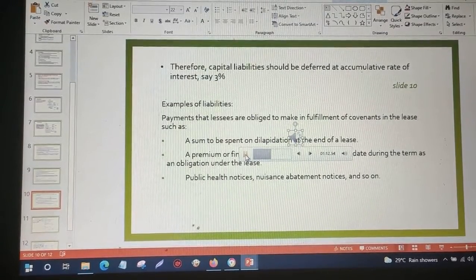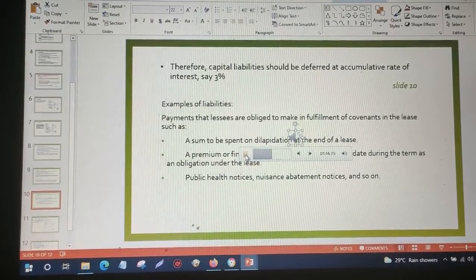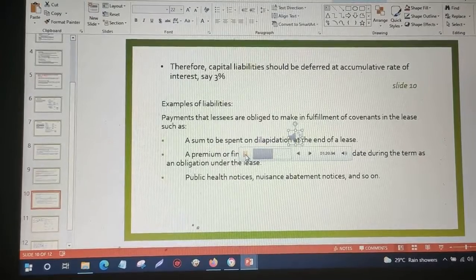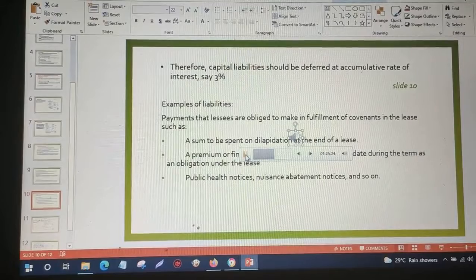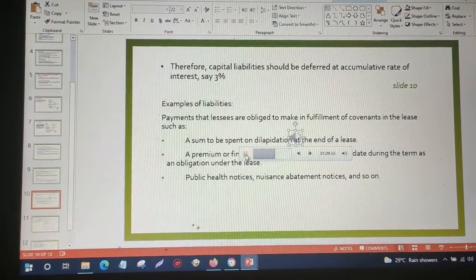Or a premium or fine becoming payable at some future date during the term as an obligation under a lease. Or like public health notices, these are compulsory payments you must make. Nuisance abatement notices and so on. So once again, let me inform that these expenditures are capital expenditures or capital liabilities.